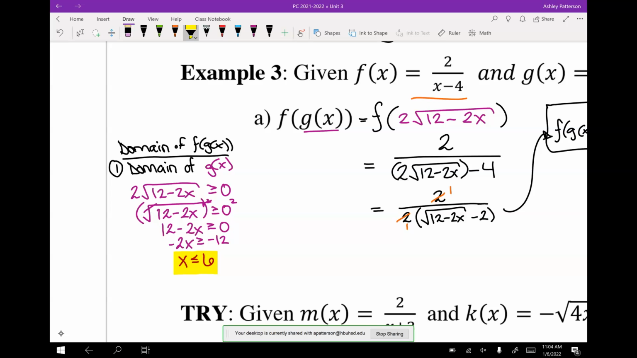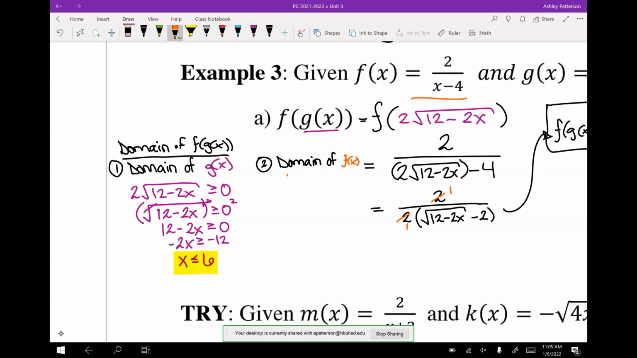Okay, step 1, find the domain of the inside function. Step 2, find the domain of the outside function. And truly, what we're looking for are restrictions only. Okay, so we're going to find the domain of f of x. And what we're looking for is any restrictions that it may have.